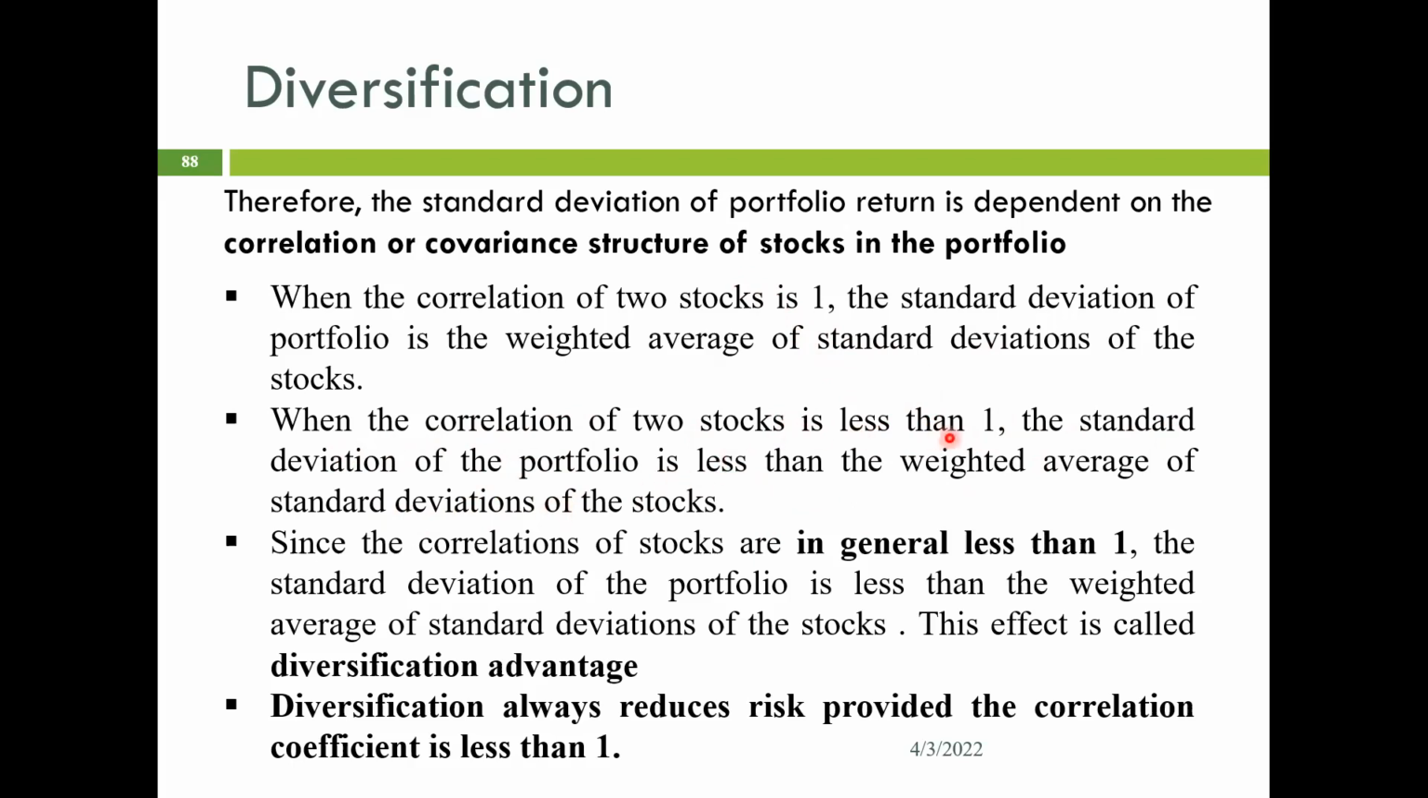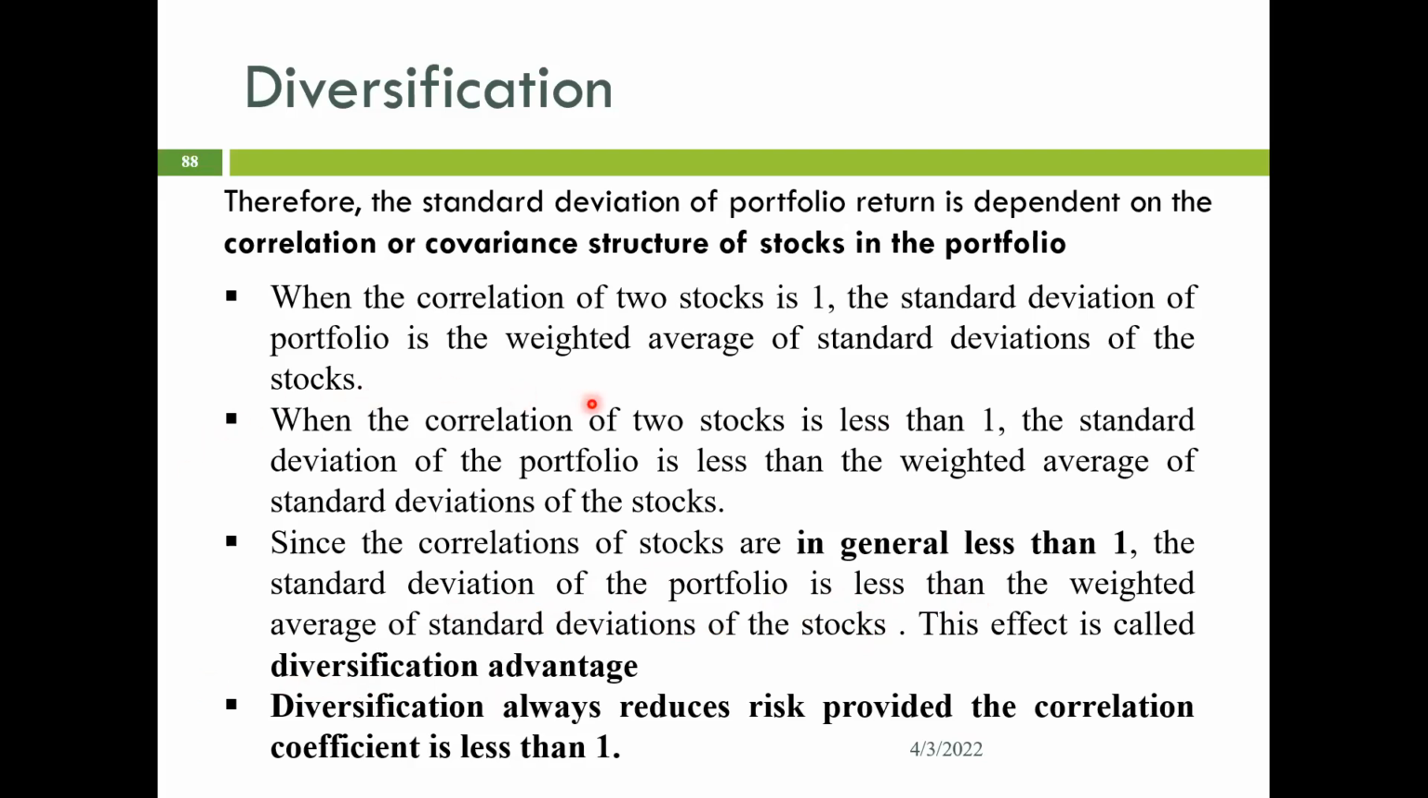When the correlation is less than 1, portfolio risk is less than the weighted average standard deviation. Since the correlation of two stocks is in general less than 1, the standard deviation of the portfolio is less than the weighted average of the standard deviation of the stocks. This effect we call the diversification advantage. So this is what diversification is, right?